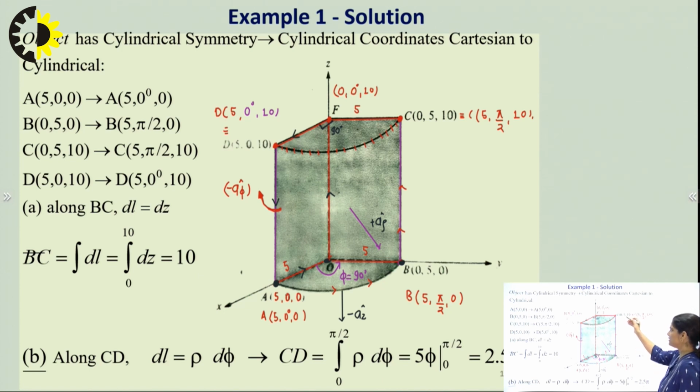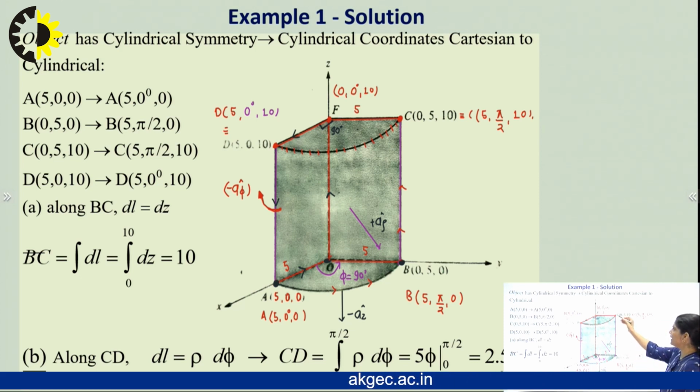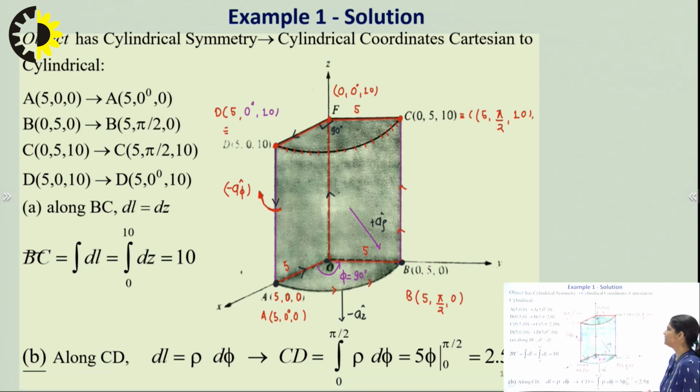Now find the coordinates for point C. Here you have been given 0, 5, 10. But we have to write the coordinates in cylindrical form. So rho is equal to 5. Now the angle phi is equal to pi by 2. Now z is equal to 10. Why is it 10? You can see here at this point z is equal to 0 and here z is equal to 10. So z is equal to 10. Now write down the coordinates of point D. As you all know, rho is equal to 5.